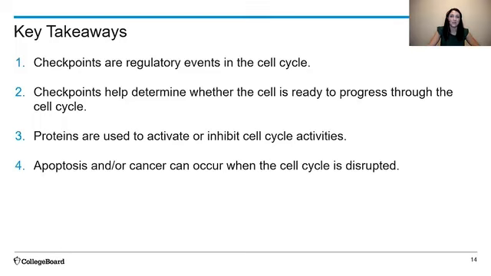So what should we take away from this video? Our key takeaways are that there are checkpoints that are regulatory events in the cell cycle. These checkpoints help determine whether the cell is ready to progress through the cell cycle. And proteins are used to activate or inhibit these cell cycle activities. Apoptosis and/or cancer can occur when the cell cycle is disrupted.